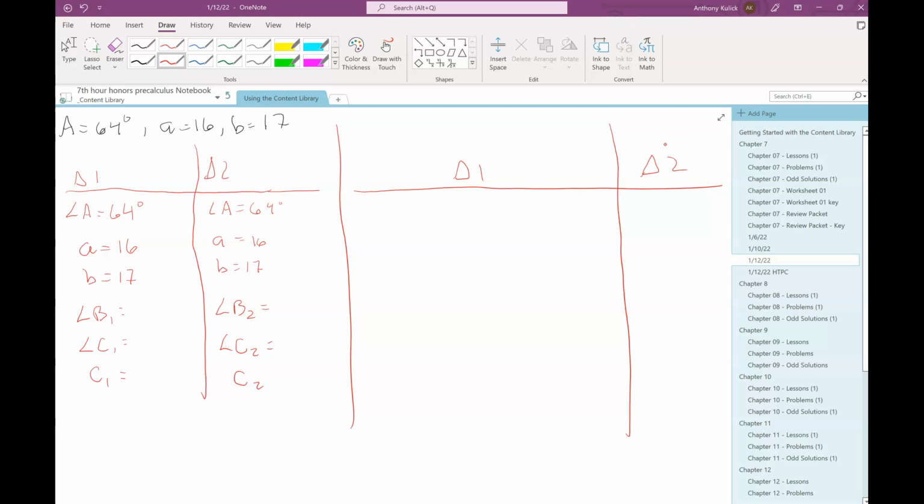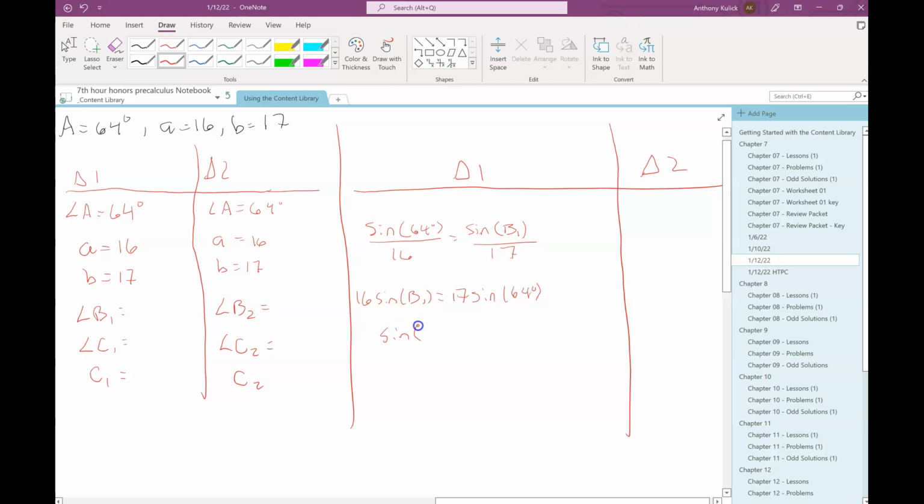All right, so starting off, I notice that I have both angle A and side A, so I can start my law of sines using sine of angle A over side A equals, and then here I know the side length for B, so I'll write sine of angle B1 over side B. Oops, side B is 17. And then we'll go ahead and cross multiply. So that gives me 16 sine B1 equals 17 sine 64.